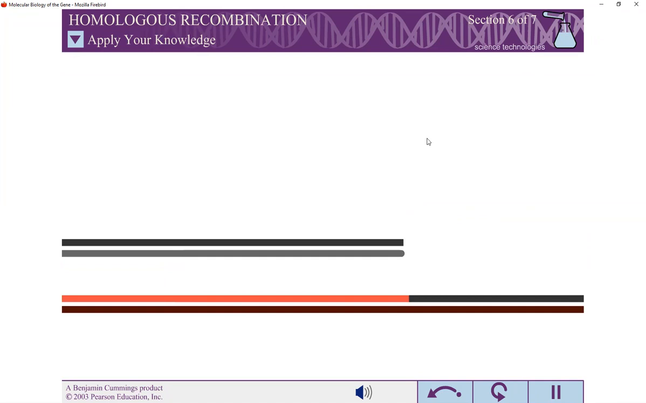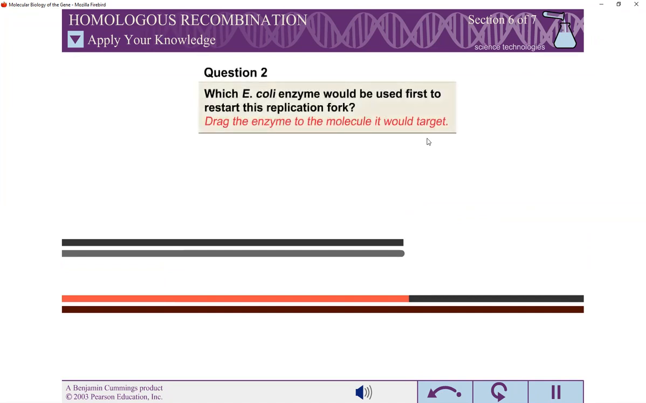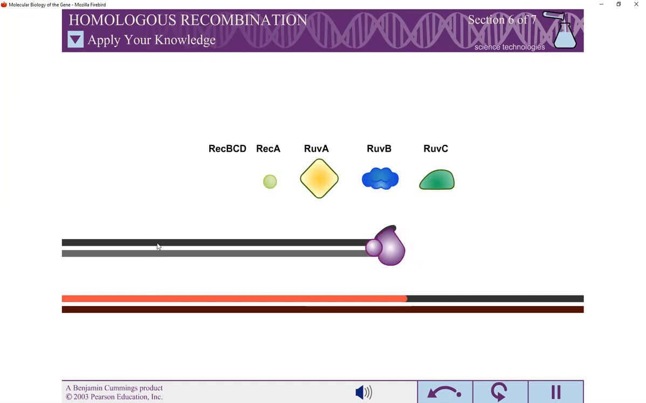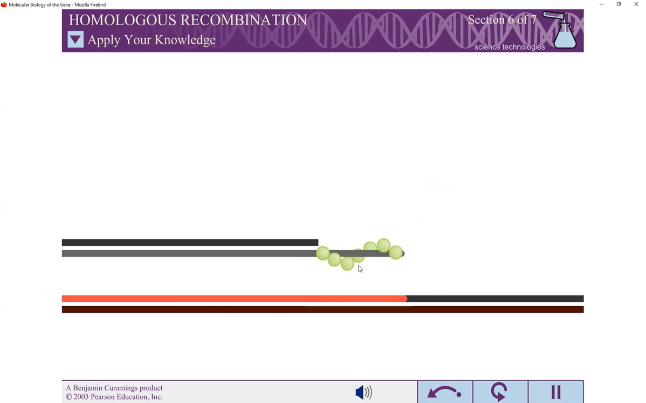Question 2. Which E. coli enzyme would be used first to restart this replication fork? Now, which of the E. coli enzymes will be used to restart this replication fork? It will be the RecBCD pathway that would be used to restart the replication fork. Correct. Okay. It will move in this particular direction. Then RecA is going to bind to it. RecA will cause the strand migration to take place.